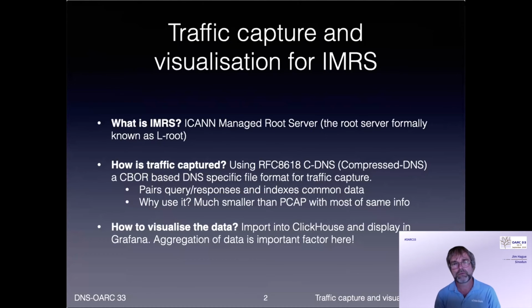Quick overview of what I'm going to be talking about today. First of all, we better get the question of what is IMRS out of the way. IMRS is the ICANN Managed Route Server. For those in the DNS world, this is the route server you will formerly know as LRoute. We're capturing traffic for IMRS and writing it to CDNS files, CDNS being a CBOR-based DNS-specific file format for traffic capture, which pairs queries and responses and indexes common data. We're using this because it generates much smaller files than PCAP, but with most of the same information. And finally, we're visualizing the data by importing it into the ClickHouse online analytic database and displaying in Grafana. And at this point, I would just note that aggregation of data is an important factor here, and we'll be talking more about that later on.